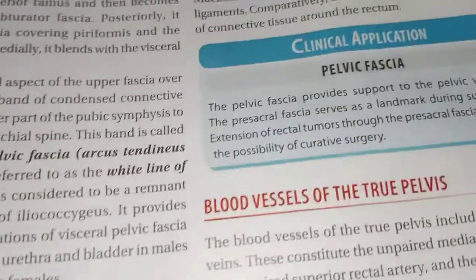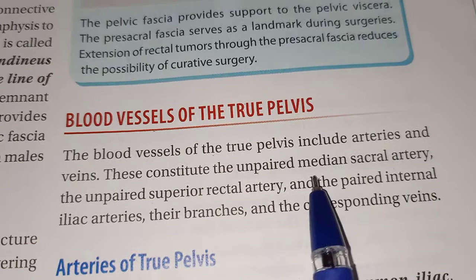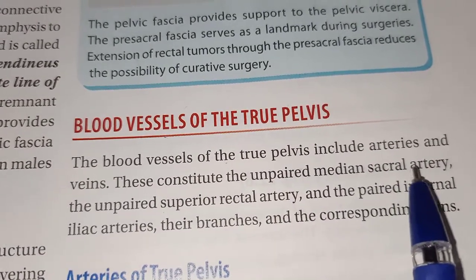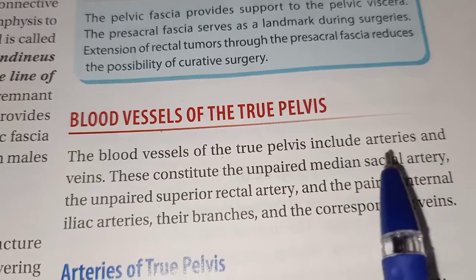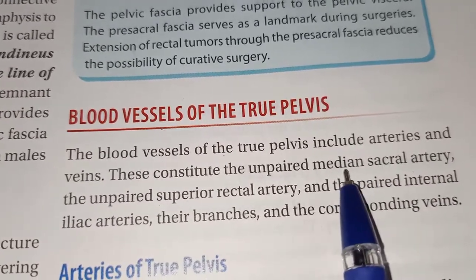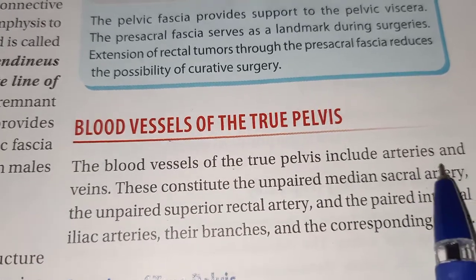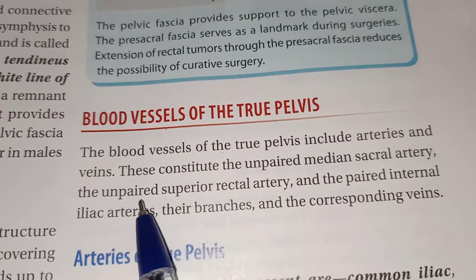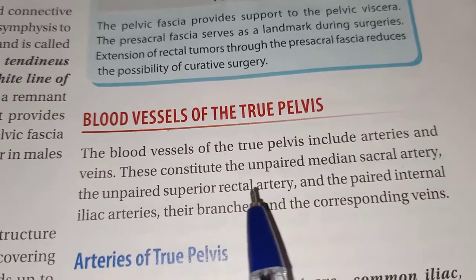If you see here, among the blood vessels, we talked about the median sacral artery, which arises from the posterior aspect of the abdominal aorta. It's an unpaired branch. It supplies the back of the rectum and the post-rectal space as well as the contents of the spinal canal. This is about the median sacral artery. Next artery is the unpaired superior rectal artery.